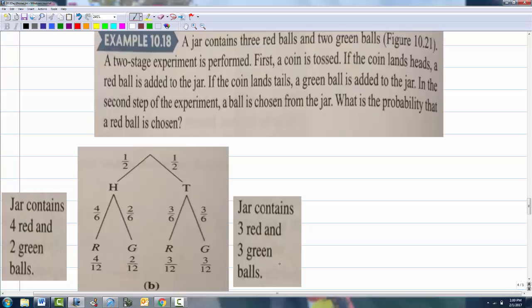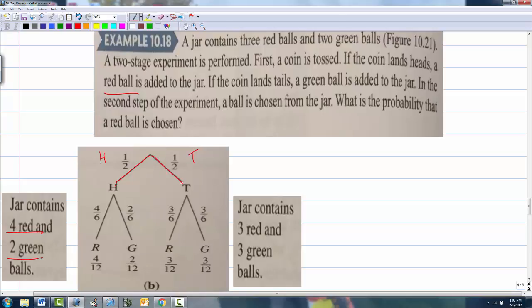So this is a crazy one. It seems difficult, but it actually is not. What do you have to do first? Toss a coin. You either get heads or tails. If you get heads, what do you do with the jar? You add a red ball. So now instead of 3 red balls and 2 green balls, you have 4 red balls and 2 green balls. So that's what this line represents. You have a 4/6 chance now of getting a red ball and a 2/6 chance of getting a green ball. Okay? And then basically what you do, we'll talk about that later.